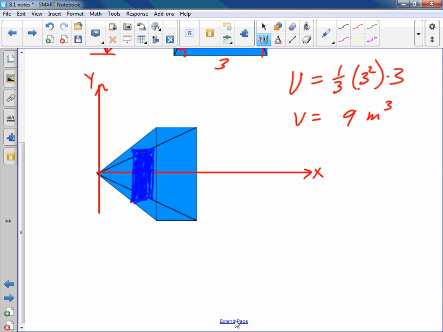So if this slice here is some x distance along the axis, what is the length of each side of that slice? What's the length of each side of the slice then? No, we don't know. It's 3 way out here at the end. But remember, this thing starts out here at 0 meters, and it gets bigger and bigger and bigger as it slides along the x-axis. So what's the length here at distance x from the origin?